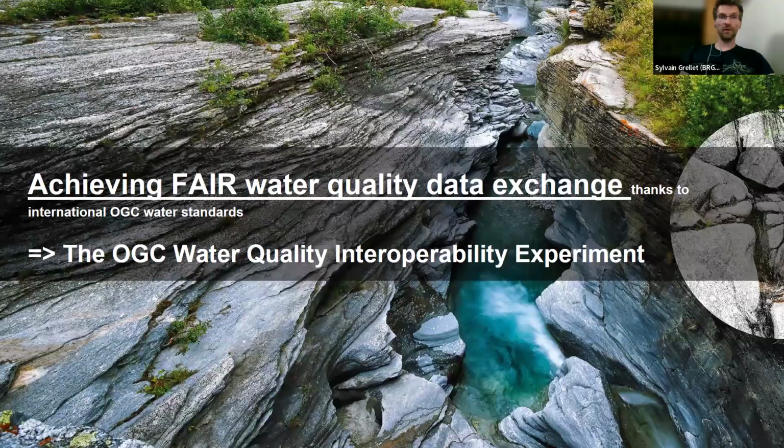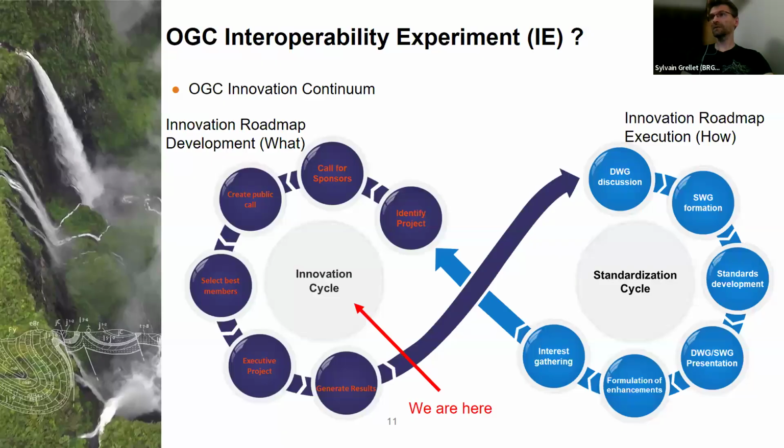So, second part. Now that we know a bit what we mean by international OGC water standards, what do we mean by achieving FAIR water quality data exchange? So the mechanism we triggered a couple of years ago is that water quality interoperability experiment. So let's take a couple of minutes to get you to know what an interoperability experiment is, because I presume not all of you are familiar with that.